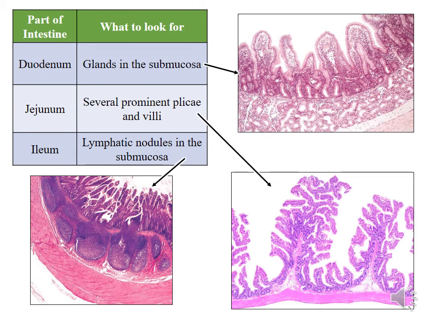So, to differentiate between the three parts of the small intestine, for the duodenum we have the numerous glands in the submucosa. All these are glands. In the jejunum, we have several plicae and prominent villi. We can easily identify the plicae. These are all plicae. And as you can see, these are all villi, prominent villi. For the ileum, we have the submucosal lymphatic nodules, the Peyer's patches. This is the characteristic feature of the ileum.